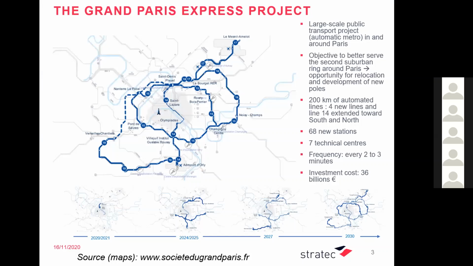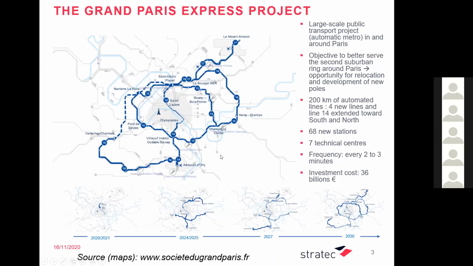So maybe these are things that you know already, but just as a reminder, it's a really huge public transport project of automatic metro in and around Paris. This is the Paris agglomeration, and the blue lines are the new lines: 200 kilometers of automated new lines, 4 new lines, 1 extended line, 68 new stations, and an expected service frequency of 2 to 3 minutes. And the investment cost is about 36 billion euros.